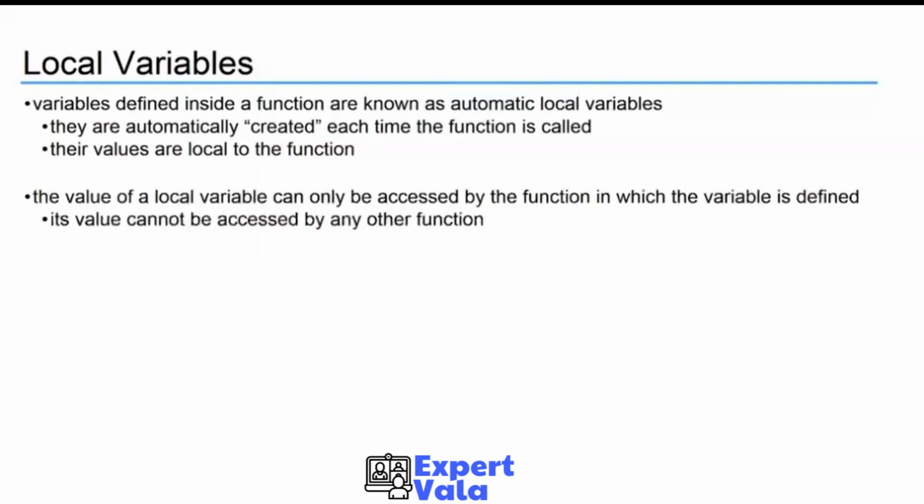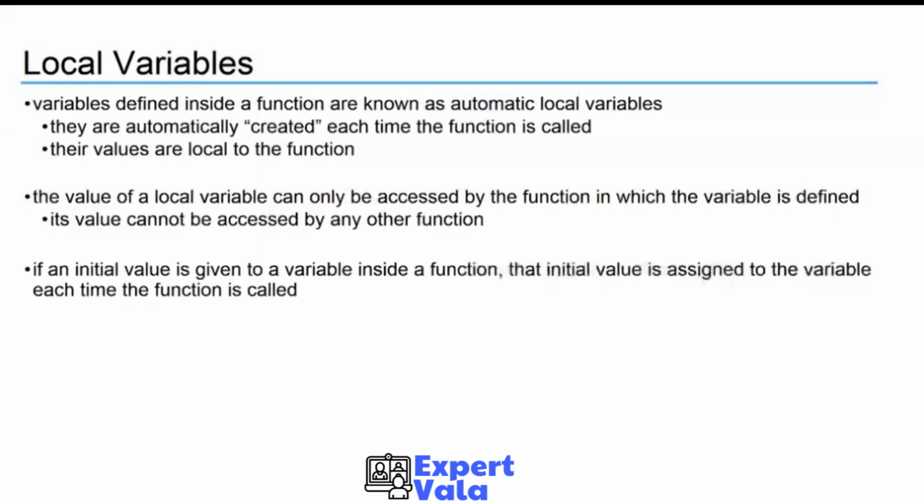So the variable cannot be accessed in other functions if it's local to a specific function. It's only accessible from where it's defined. If an initial value is given to a variable inside of a function, that initial value is assigned to the variable each time the function is called.